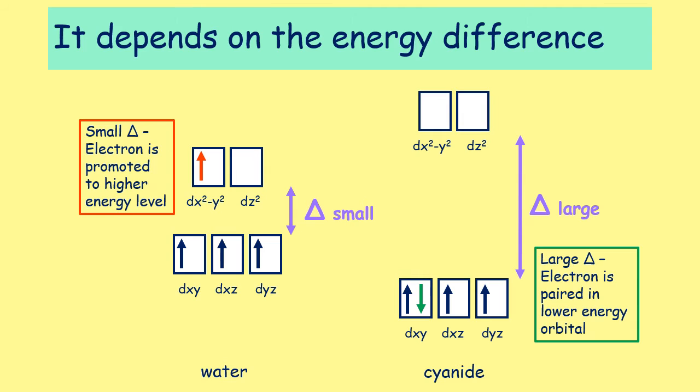So depending on whether the difference is large or small, you either get electrons going into the top before pairing, or you get them pairing. General rule is that halides and water, they won't pair up and they'll go into the top orbital. Ammonia and cyanide, they will pair up. But that's a general rule. That's not always the case. You will be given enough information in order to make the judgment call in an exam.